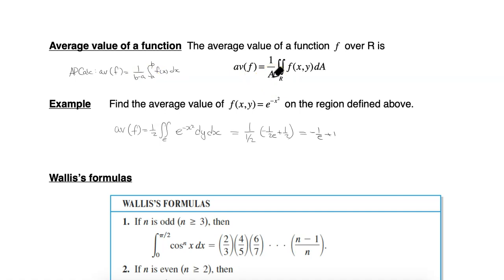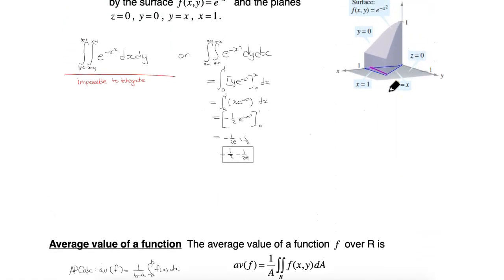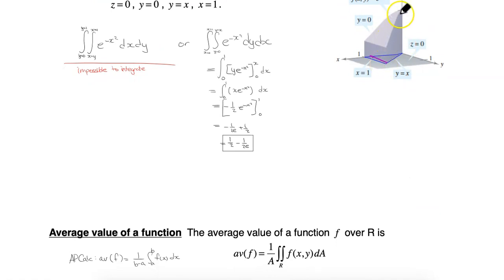So, quick exercise, what is the average value of the function that we just discussed above on the region defined? The average value of this surface here means how high am I going on average? Right here, the height is 1. Right here, the height is a lot smaller. So on average, how high is the function?